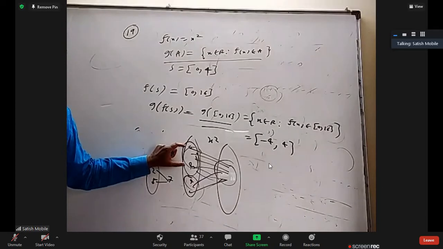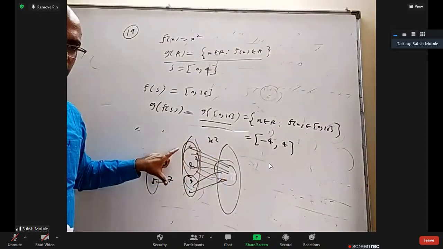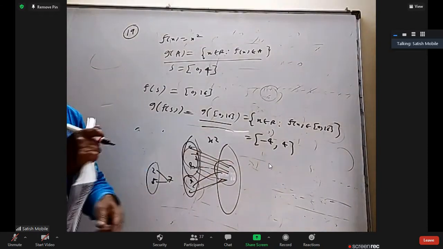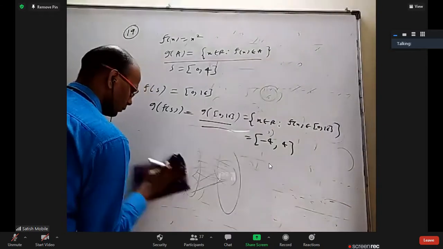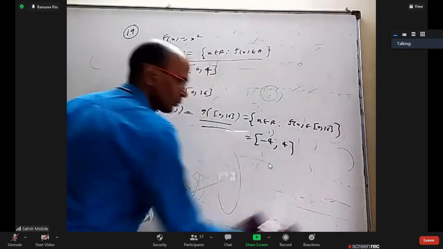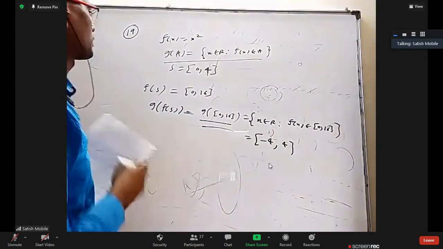You take everything between 0 to 4. What are the images? 0 to 16. All the pre-images of 0 to 16 they are asking, but they are not just 0 to 4. They are -4 to 4. Okay, so -4 to 4, and this is not g of s. What does g of s mean?